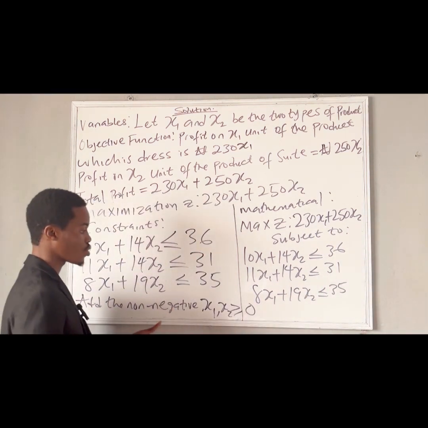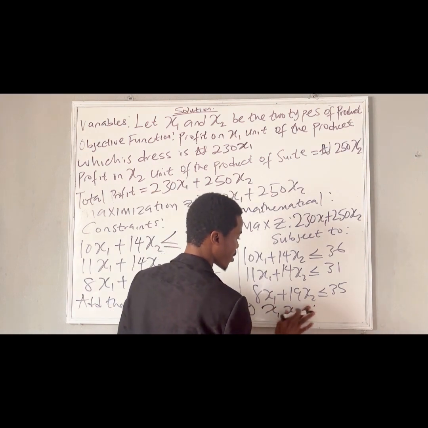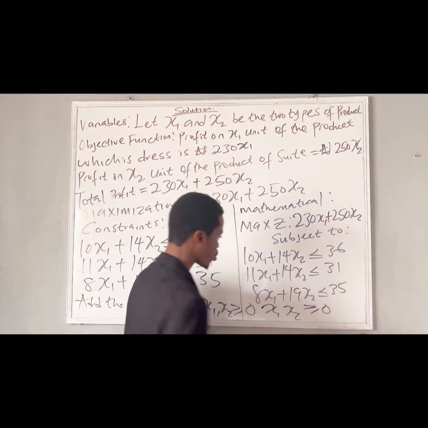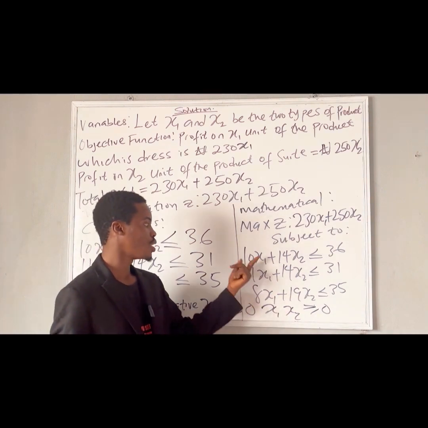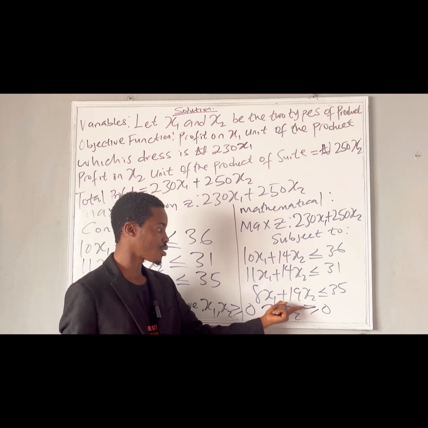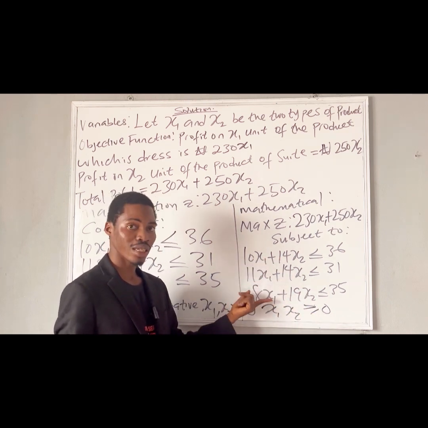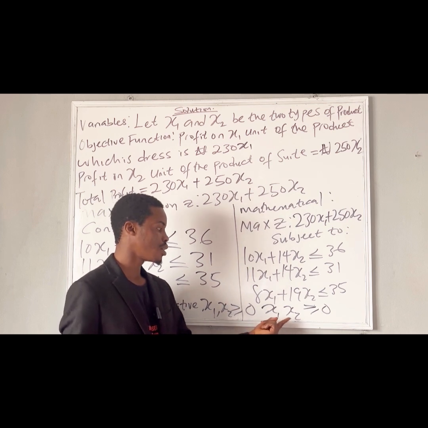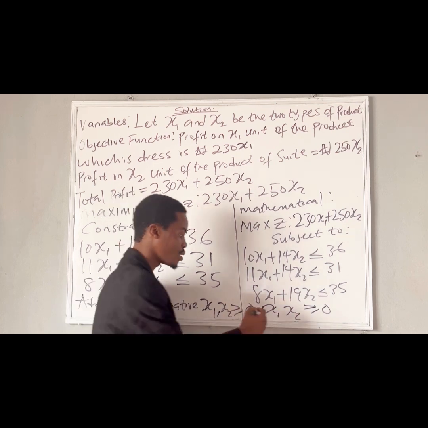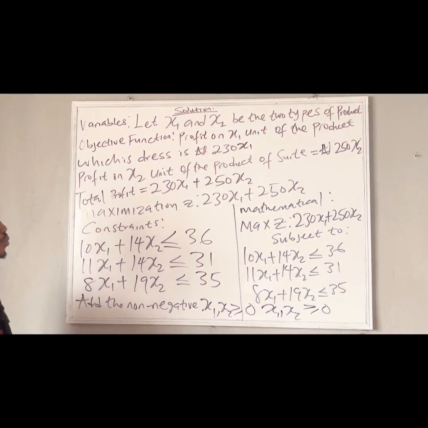So we are at the non-negativity constraint: x1, x2 is greater than or equal to 0, because all these values of x1 and x2 are greater than 0. There is no negativity in these constraints. This is how to formulate the linear programming problem.